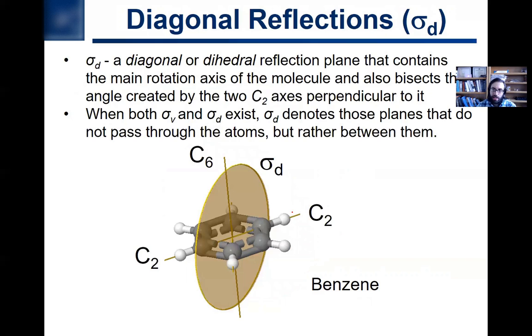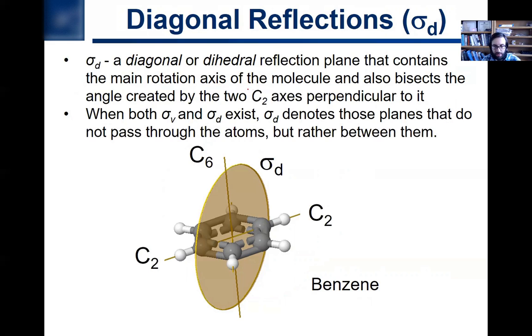There are also mirror planes called sigma Ds. The D stands for diagonal or dihedral. This is a mirror plane that also contains the main rotation axis of the molecule, just like a sigma V, but it also bisects the angle created by two C2 axes perpendicular to it. When you have both sigma V and sigma D, the sigma D denotes the planes that usually do not pass through the atoms, but rather between them. The rigorous definition is that it bisects two perpendicular C2s.